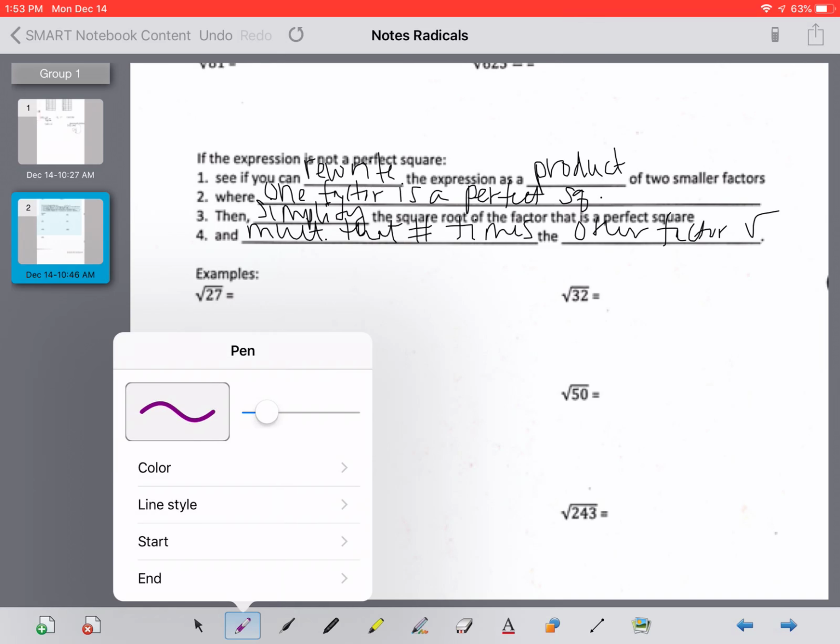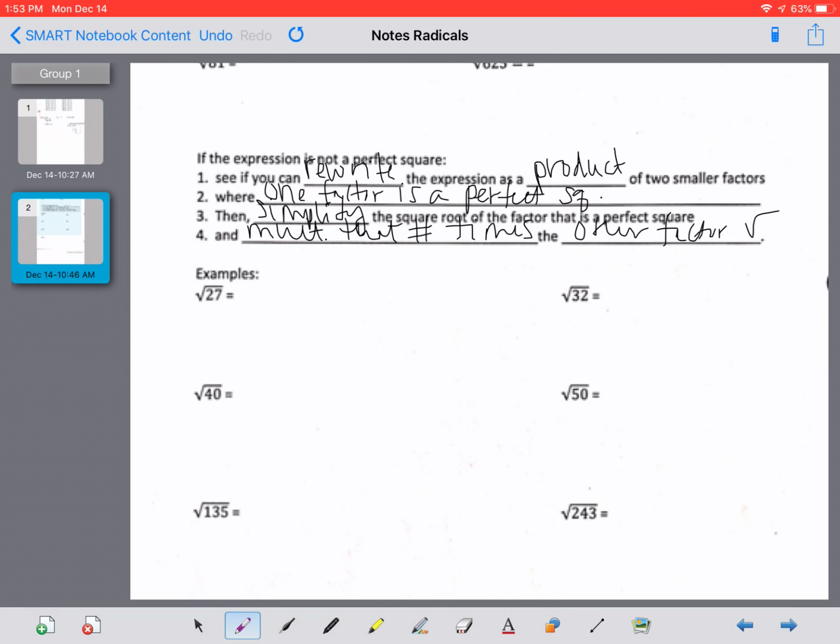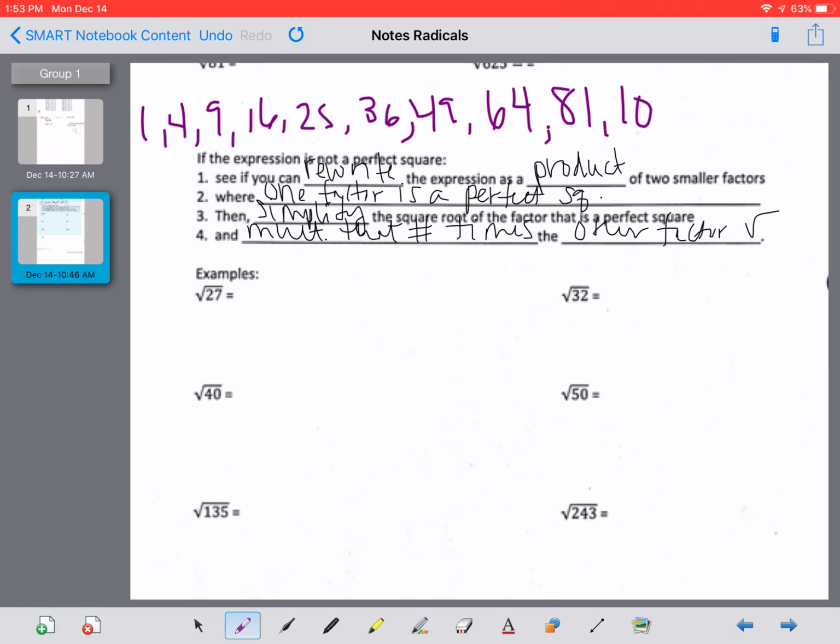Okay, so those perfect squares that we talked about at the beginning that we filled out on the front side, I'm going to list those up here above steps 1 through 4. 1, 4, 9, 16, 25, 36, 49, 64, 81, 100, 121, and there's more. Those are what we're looking to divide by. Okay, so when we go down here to simplify the square root of 27, I want to find one of these purple numbers that can evenly go into 27.